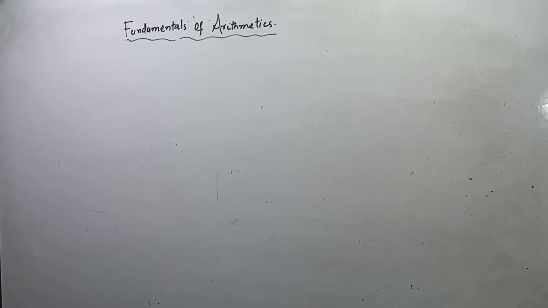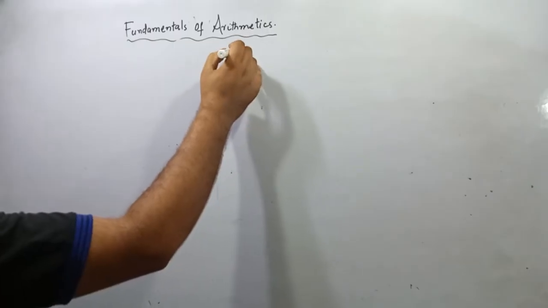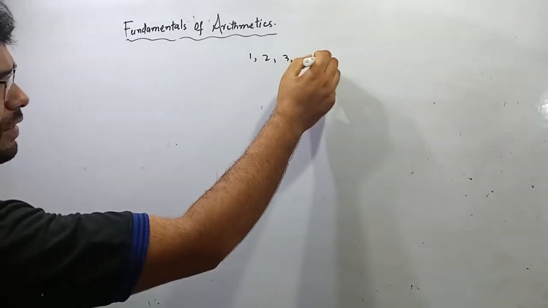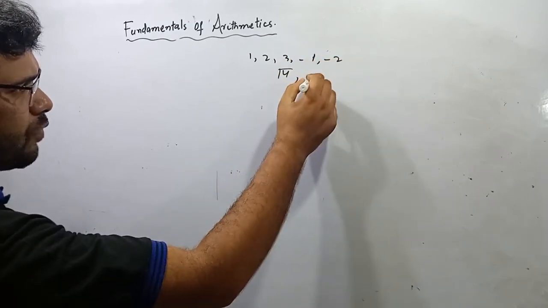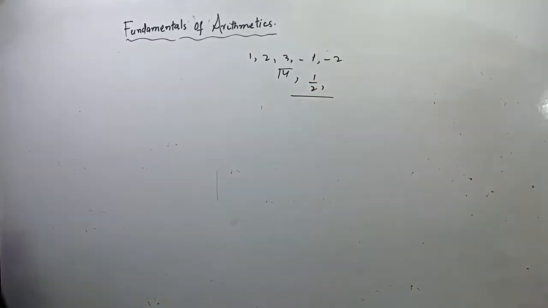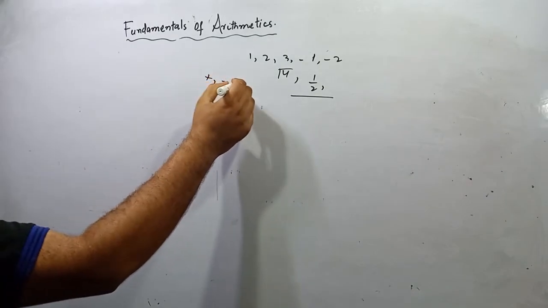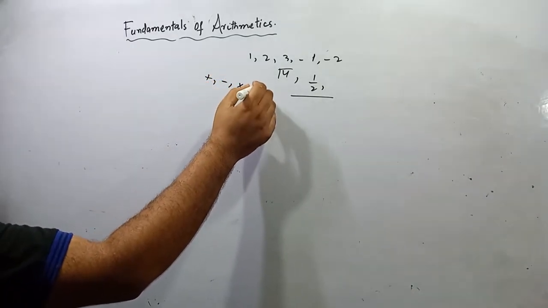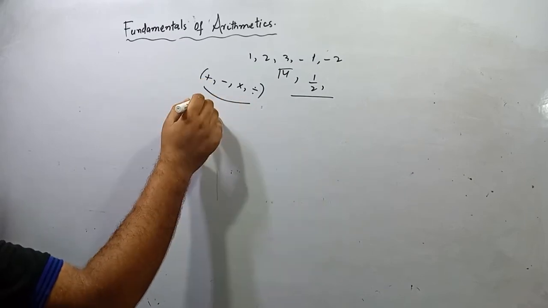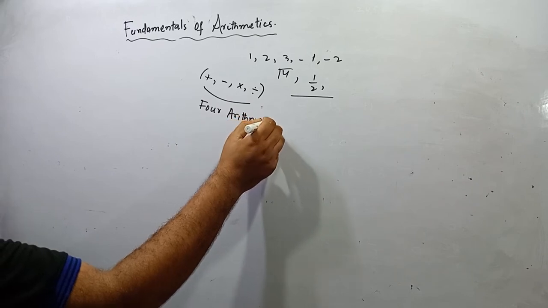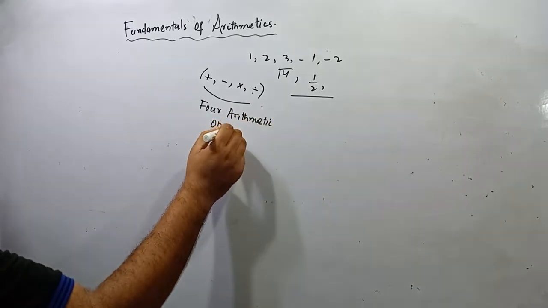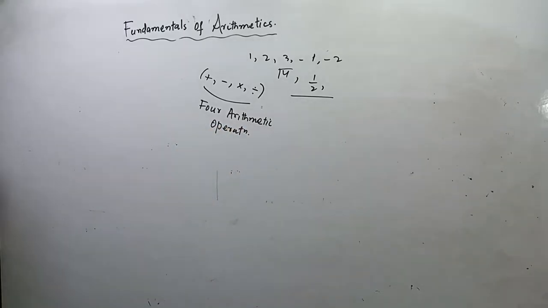For example, we have 1, 2, 3, minus 1, minus 2, root 4, 1 by 2, infinite numbers. We are performing addition, subtraction, multiplication, division. These are generally called the four arithmetic operations, or we can say these are also called the fundamental arithmetic operations.